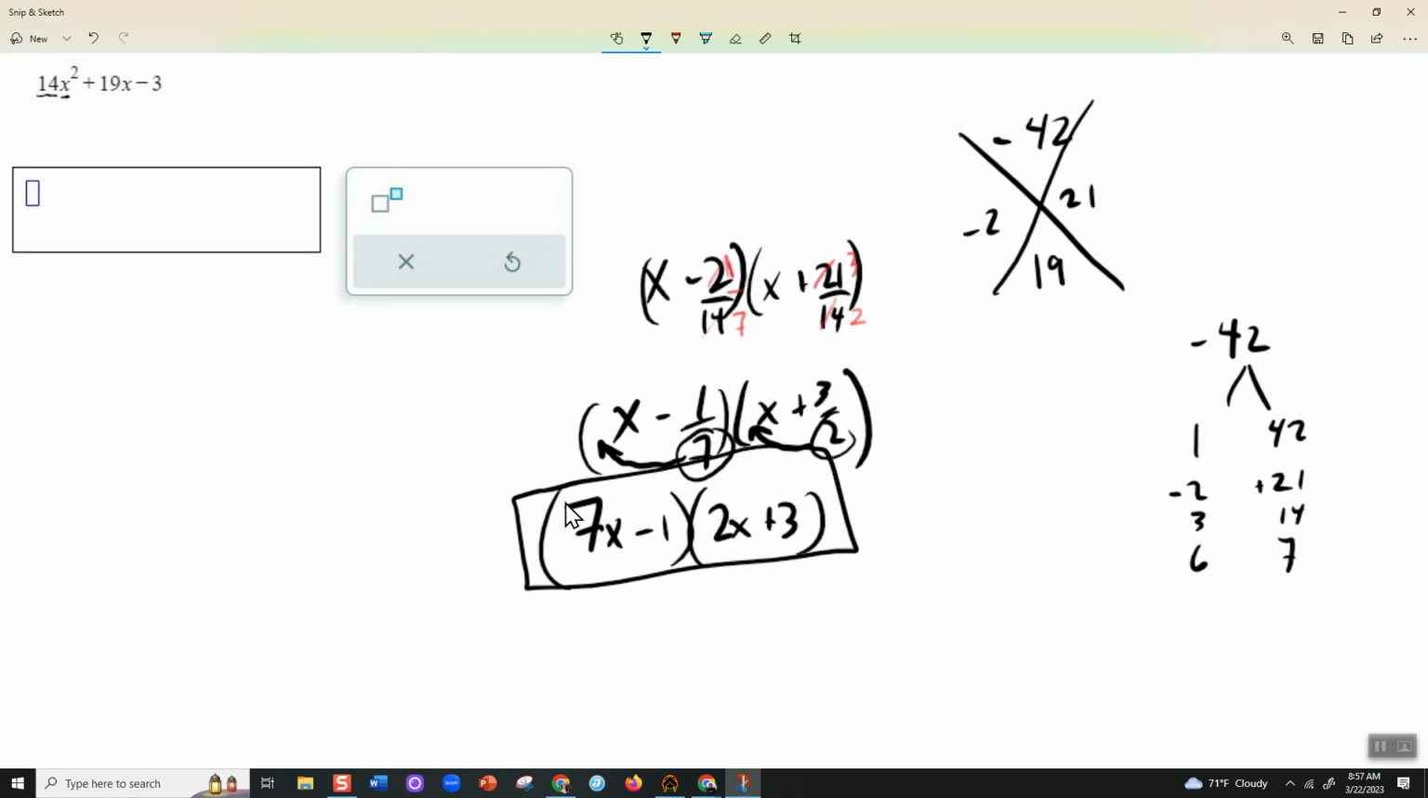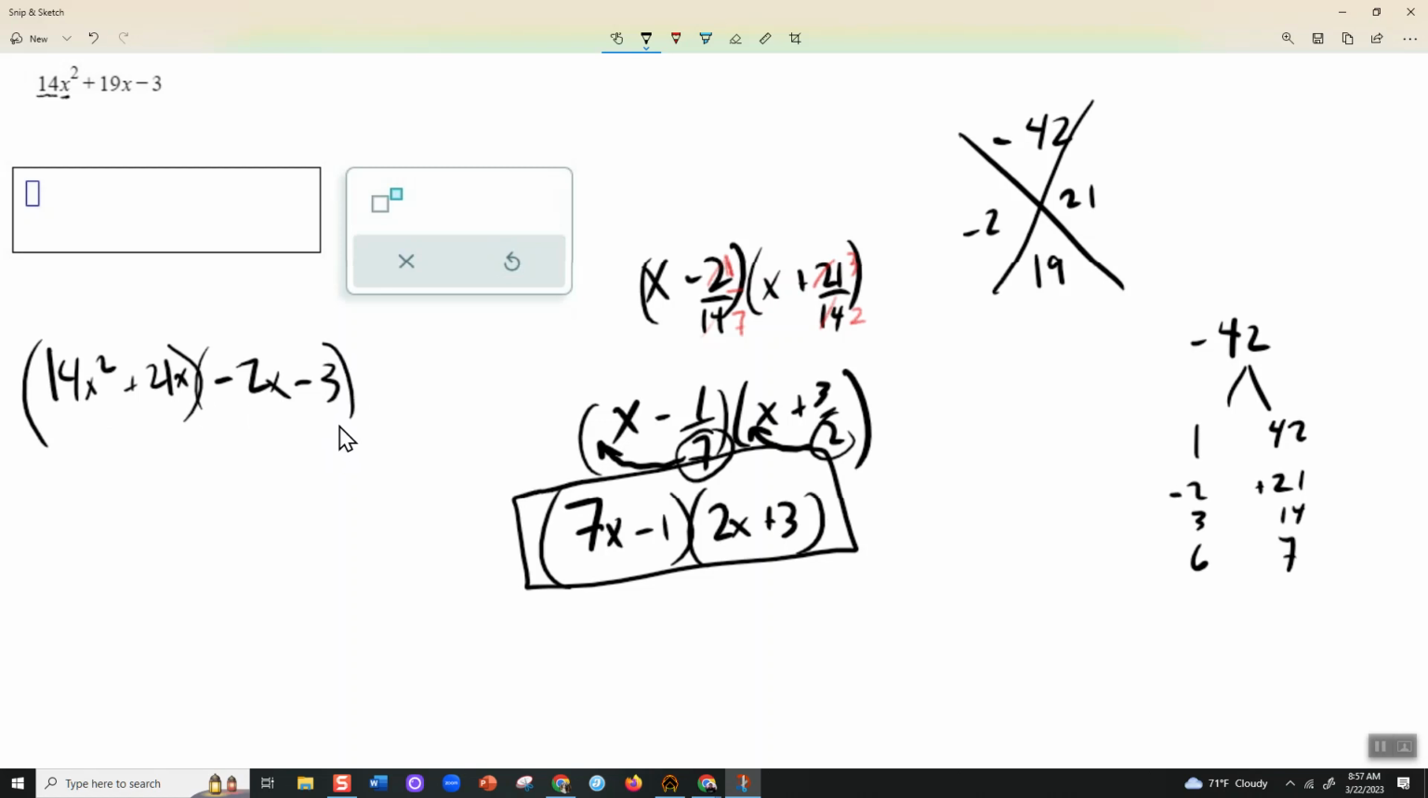There is the long way to do this. You can replace the b term, 19, with 21 and negative 2: 14x squared plus 21x minus 2x minus 3, and factor by grouping. That also works.